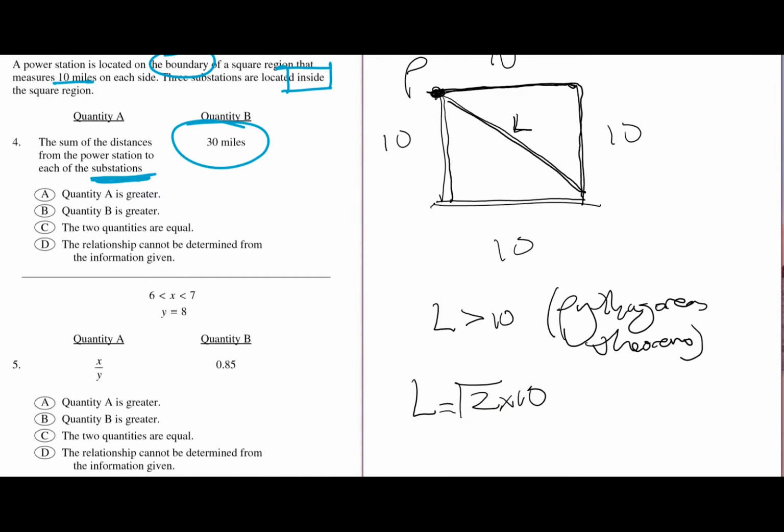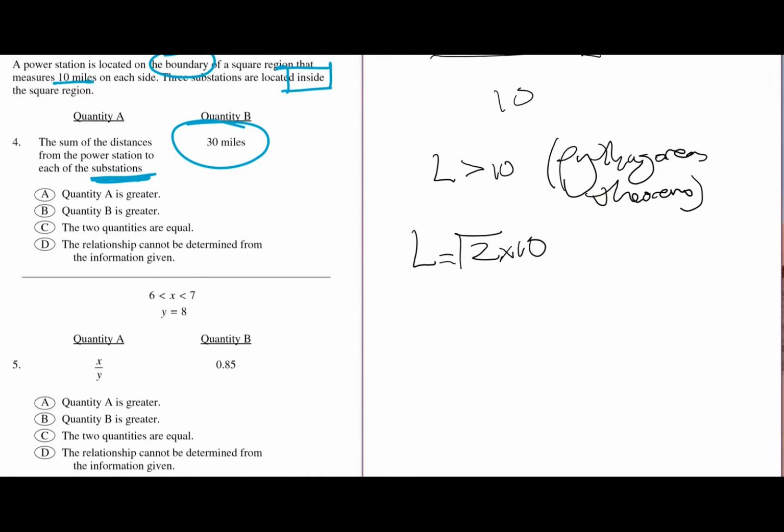So what you want to do here is, let's suppose now we have scenario 1. Let's say the substations are very close to P. We know the length is 10 for each, so we have a power station, and you can make them like here, here, here. So it's inside the boundary, and we're doing the distance from power station to each of the 3, and we're adding it up. But we can make the distance very small, like we can make the distance approach 0.